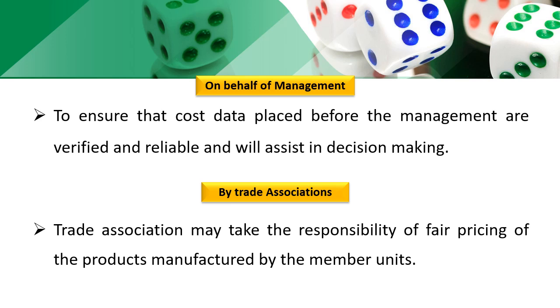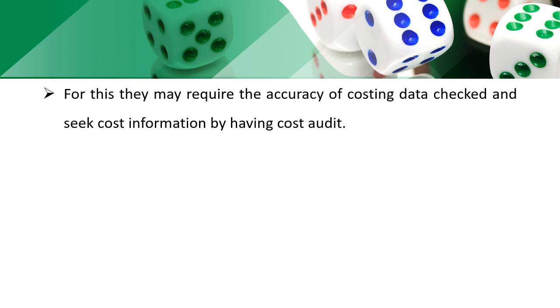giving fair prices to the customers and to the public at large, they can order cost audit conducted by the recognized cost auditor. When trade associations take the responsibility of fair pricing, for this they may require the accuracy of costing data checked and seek cost information by having cost audit. So they can order the company to conduct the cost audit with the help of a cost auditor, and they can get accuracy of the costing data.